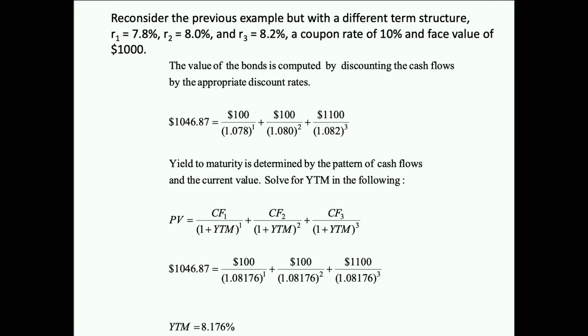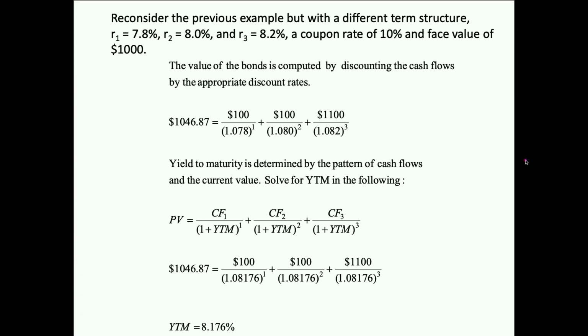So let's reconsider the previous example, but with a different term structure and coupon rate. So imagine the following term structure. We have R1, so the 1-year spot rate is 7.8%. The 2-year spot rate is 8%. The 3-year spot rate is 8.2%. Let's say the coupon rate is 10% and the face value is $1,000. Well, we now know the value of the bond is computed by discounting each cash flow by its appropriate discount rate, by its matched spot rate, right?